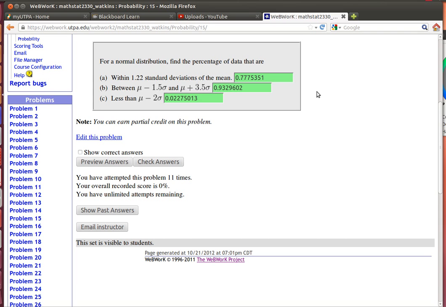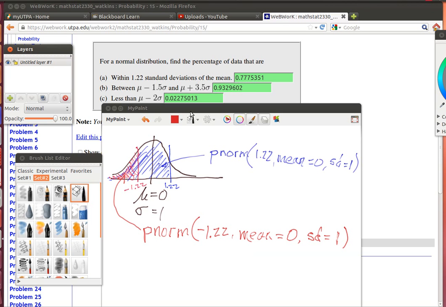Here's a problem from WebWork. The answers are already here. I want to show you how I found those answers using R. The first thing to do is to understand what the problem is talking about.